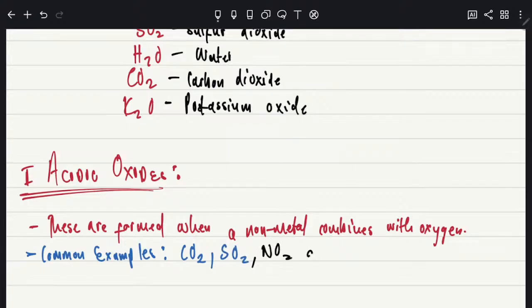NO2. Are we together, students? This is an acidic oxide. Why do you say carbon dioxide is an acidic oxide? Why do you say sulfur dioxide causes acid rain? Why do you say when it dissolves in rain, it becomes acidic? Where are you getting all that? Because it's a non-metal, carbon or sulfur or nitrogen or silicon. These are non-metals. When a non-metal combines with oxygen, we get an acidic oxide. That's a rule.